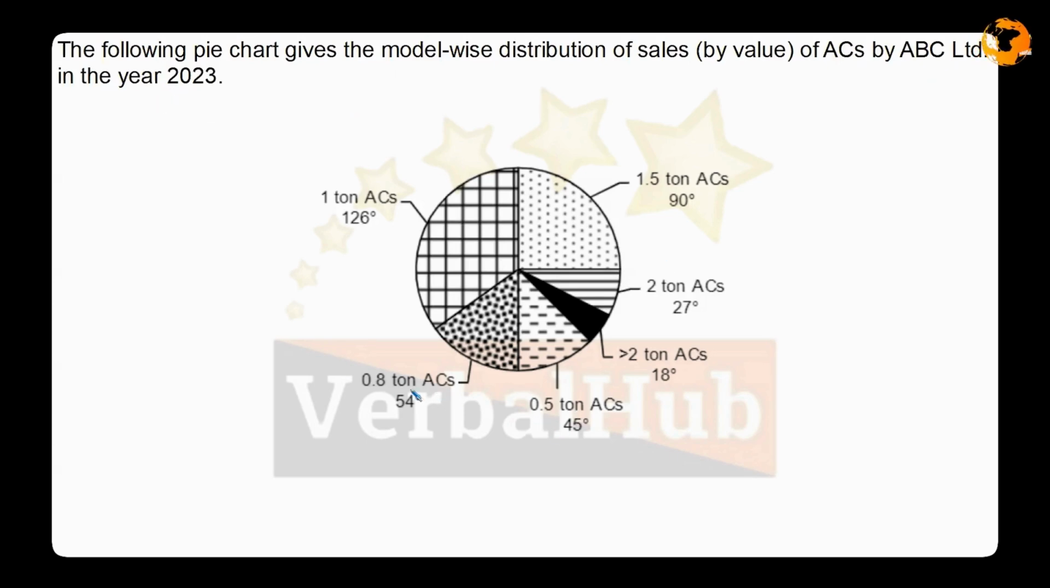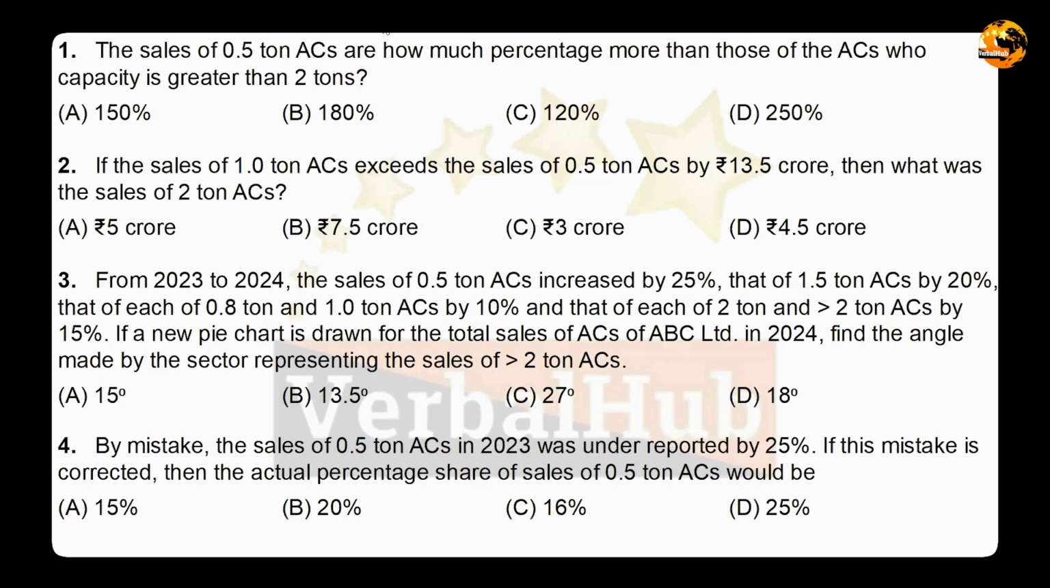0.5, 0.8 tons, 1 ton, 1.5, 2, and more than 2 tons, right? So we have 6 different categories of air conditioners, and if you look at the questions, most of them are independent questions. There is no common kind of agenda in the different questions. So let's proceed one by one.